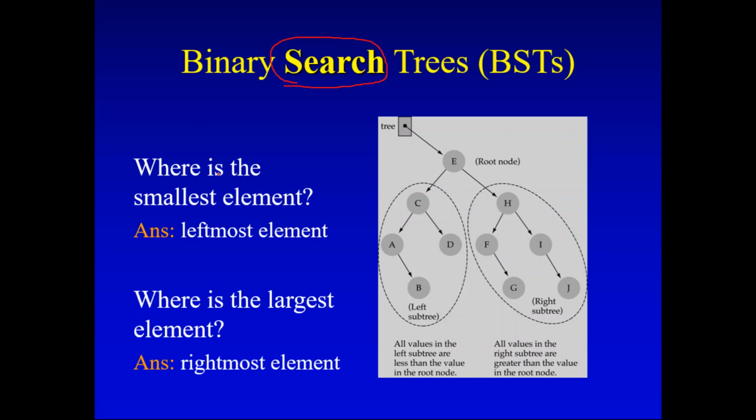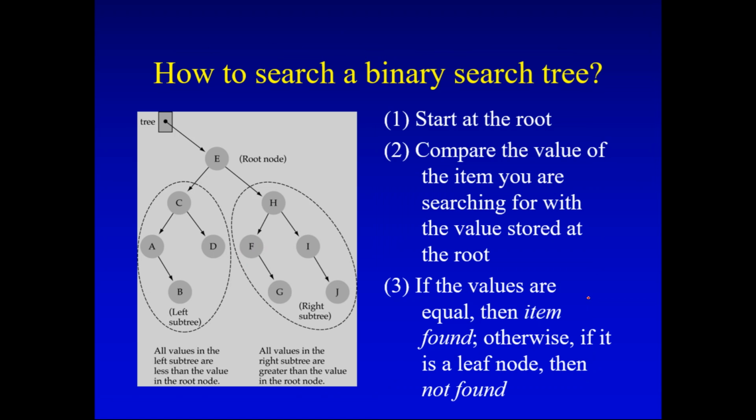So where is the smallest element? It is in the leftmost. And where is the largest element? It is in the rightmost. So how do you search a binary search tree? How will you search whether a particular element is present in the binary search tree or not? Say, for example, I want to find whether I is there in the binary search tree or not. So how do I do that?